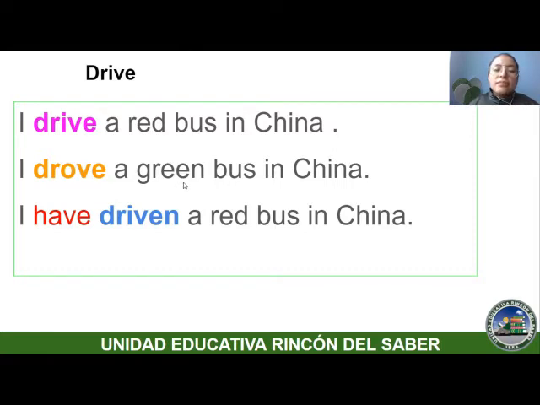Green is a color. Exactly. Bus in China. This sentence is in past. Why? Because the verb is conjugated in past. Next, I have driven a red bus in China. This sentence is in present perfect. Why? Because this sentence is using the auxiliary have and the verb is conjugated in past participle.